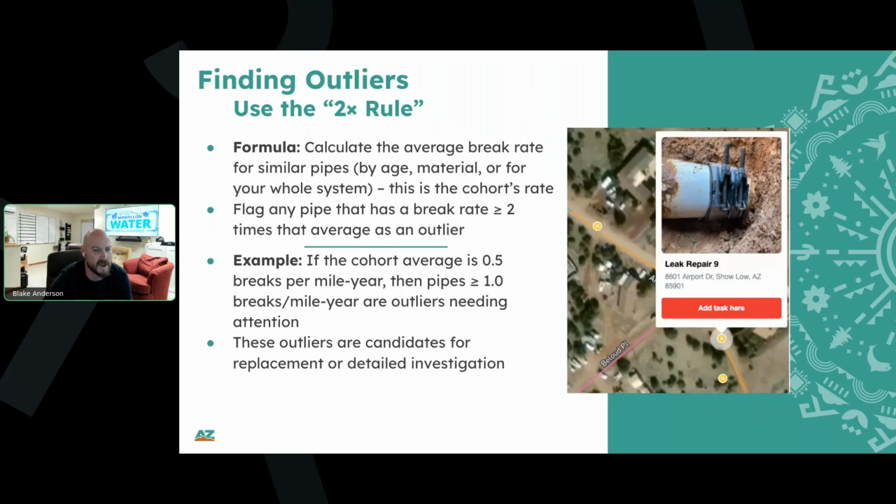When we measure this out on a map, we can see that this section of pipe is about 1,200 feet long, so that's 0.23 miles. With 5 breaks over 2 years, that's 2.5 breaks per year, or 11 breaks per mile, which is 18 times higher than our system average of 0.6 breaks per mile.